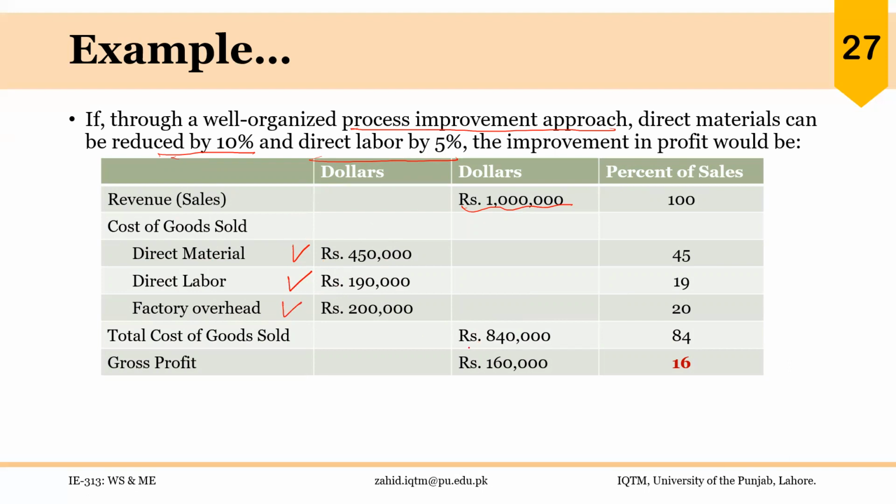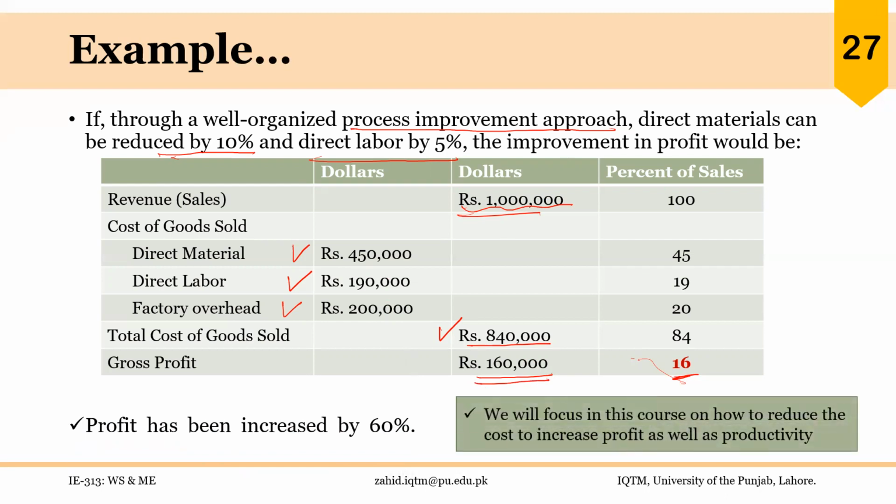Now the sum of these three is 8 lakh 40,000, and the gross profit is 1 million minus 8 lakh 40,000, so that is 1 lakh 60,000. Now the gross profit is 16% of the sales. So profit has increased by 60%, from 1 lakh to 1 lakh 60,000. You saw that by just a small decrease in direct material and direct labor cost, we have increased the profit significantly. That is a strong idea that we should focus on cost reduction by better design of the process.